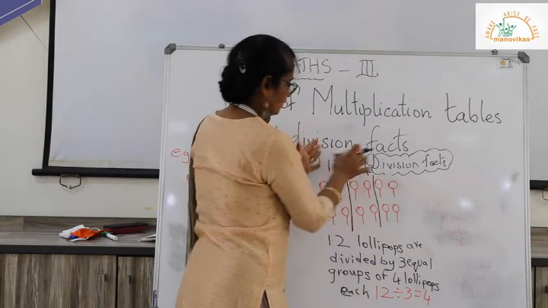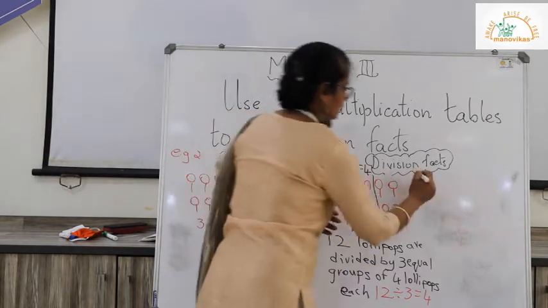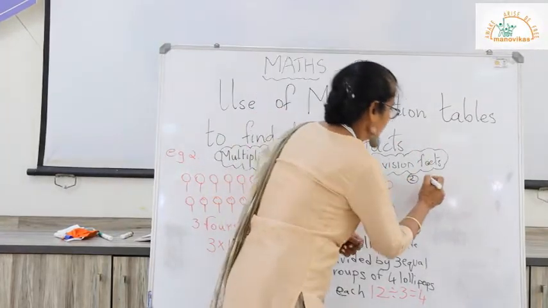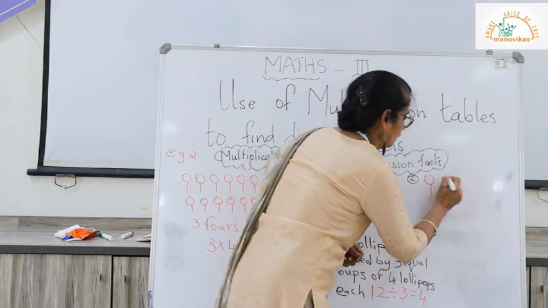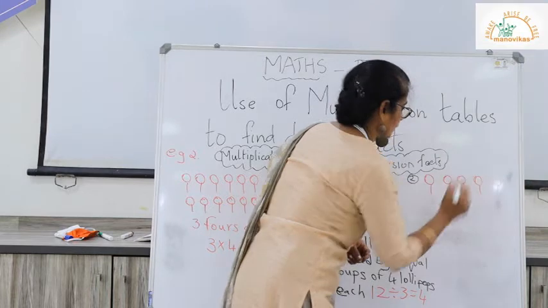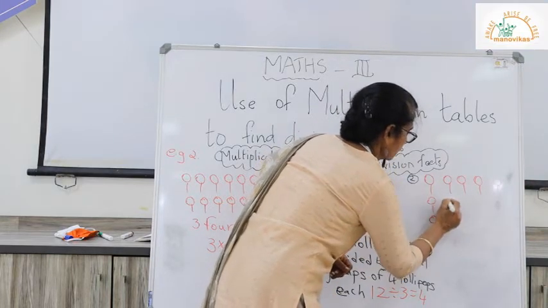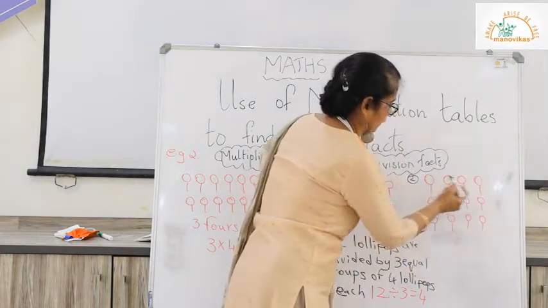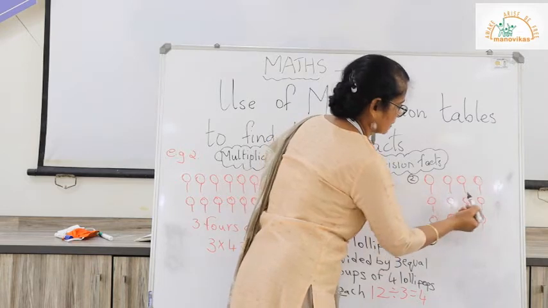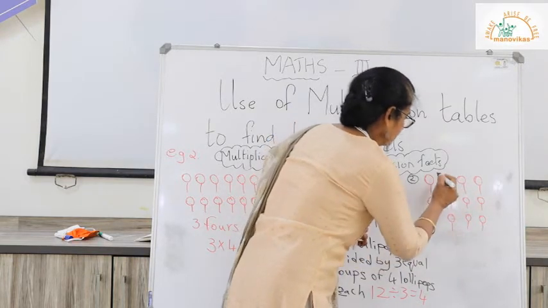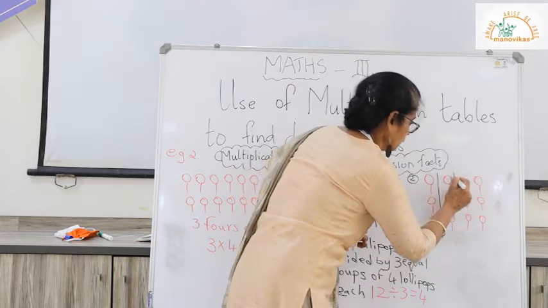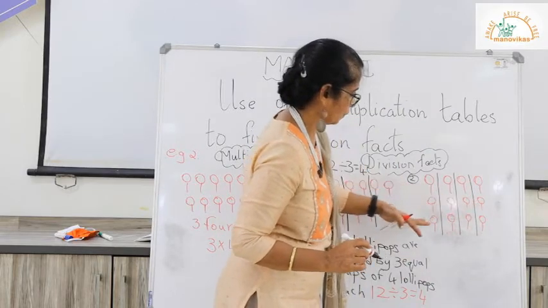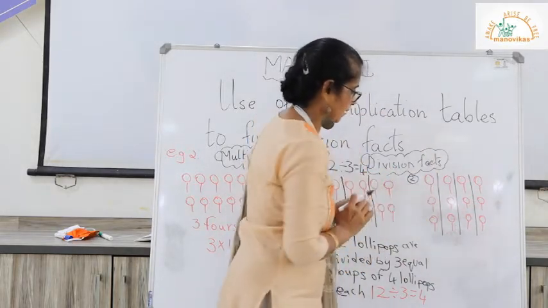In a similar way, since we found one division fact, let us find the second one. Let's find the second division fact. So let us draw our lollipops. Our 12 lollipops. 1, 2, 3, 4, 5, 6, 7, 8, 9, 10, 11, 12. And we are going to divide the lollipops into 4 groups. What we have done is we have divided them into 4 groups, and we get 3 lollipops in each group.